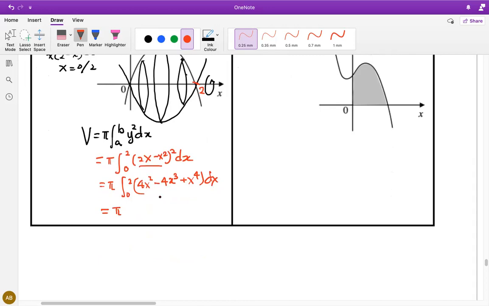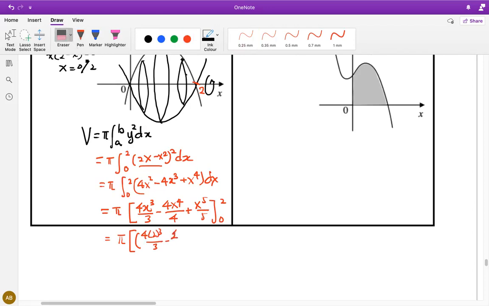You can see here not all terms have a common factor of 4, only some do, so you cannot factorize. We have to integrate term by term. So you get 4x cubed over 3, minus 4x to the power 4 over 4, and then x to the power 5 over 5, integrated from 0 to 2. Hence, we substitute the value in, so you get 4 times 2 to the power 3 over 3, minus 2 to the power 4, and then plus 2 to the power 5 over 5, and then minus 0. Why 0? Because when you substitute 0 as the x value, you get 0, right?